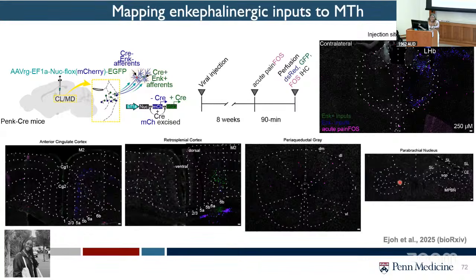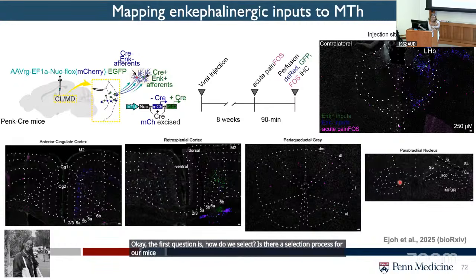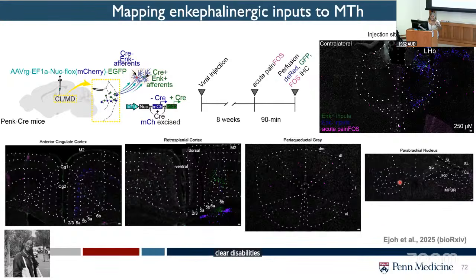Okay, the first question is, what is our selection process for our mice? We used adult mice, so those are over 50 days old, and we try to do a mixture of both sexes. And then we don't use mice that have any clear disabilities or anything that might confound the studies. We do not use singly housed mice either, because loneliness can impact stress and things like that.